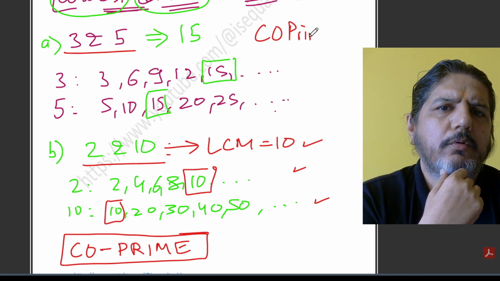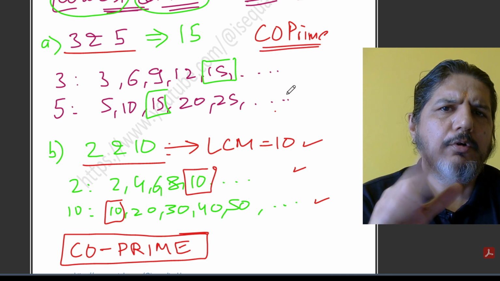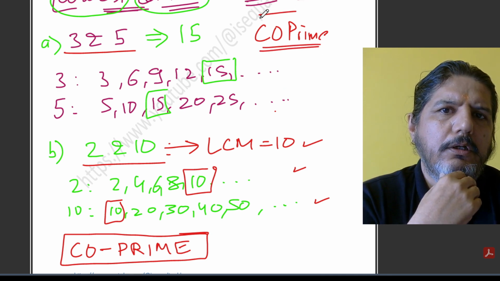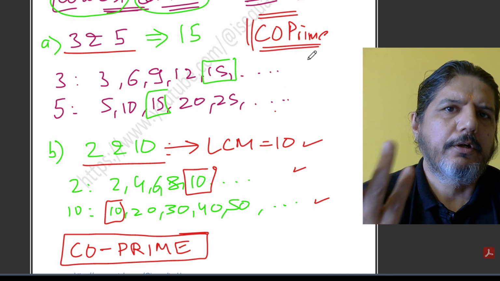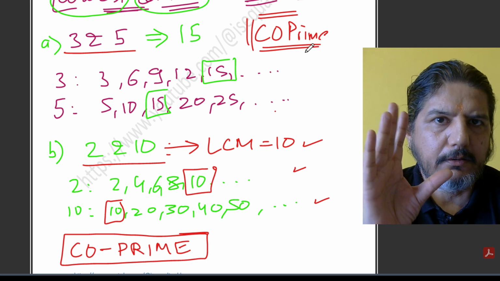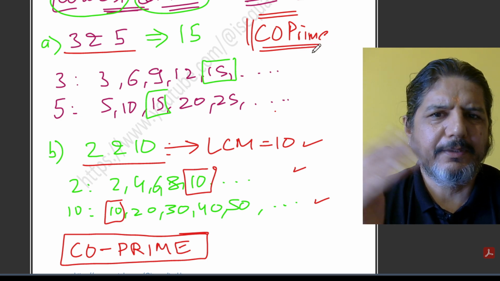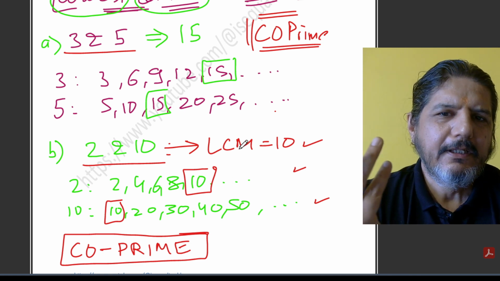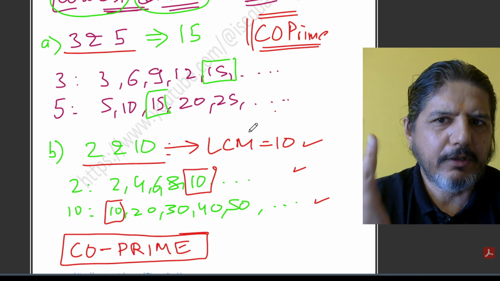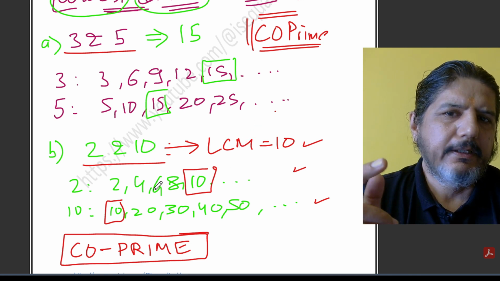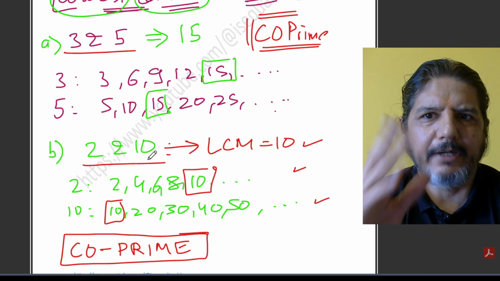Coprime numbers. I won't go into details, but I want to introduce this word into your terminology. There is something called coprime numbers. You can skip the topic. Coprime is not something very important, but at least you should understand. But 2 and 10, they are not coprime. Now coming back to LCM.